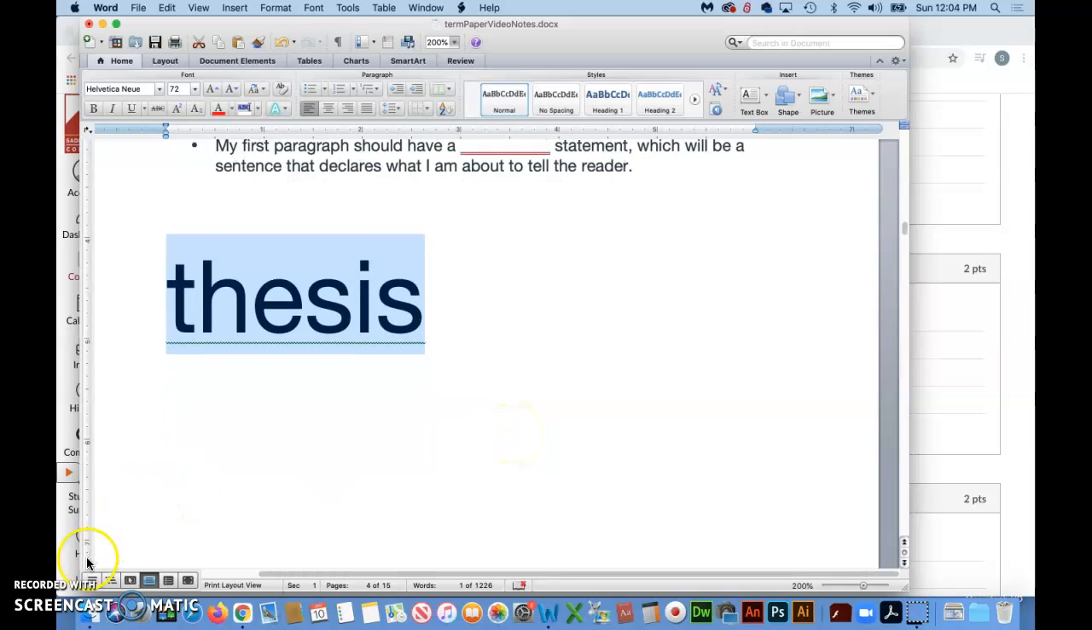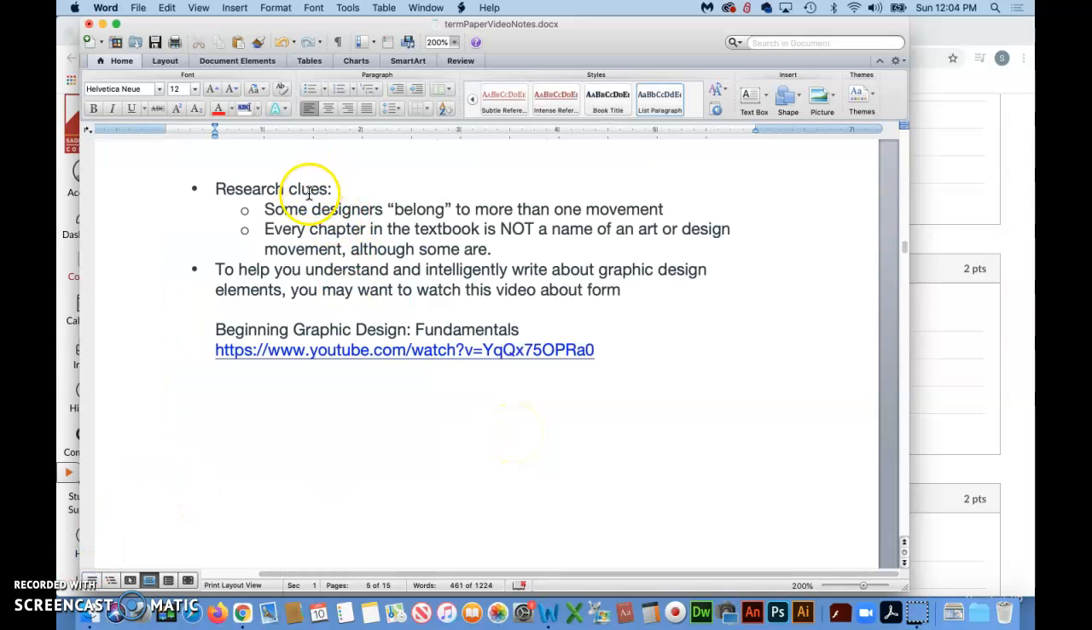tell the reader. Here are some research clues. Some designers belong to more than one movement, so you have to be careful here. Someone who lived a very long life and had a great graphic design career may have belonged to a movement early on in their career and then was associated with another movement later on. So you really want to follow the timeline and do your research and make sure that the work you're showing to make your point is from the proper design movement.